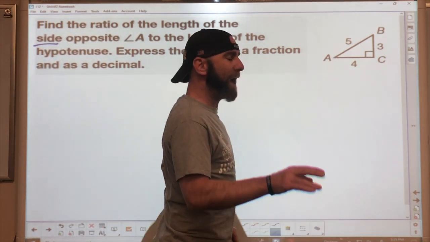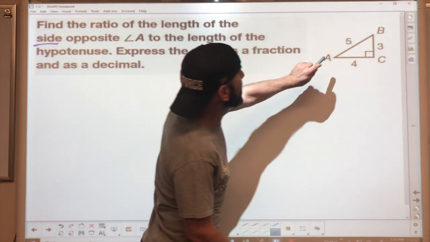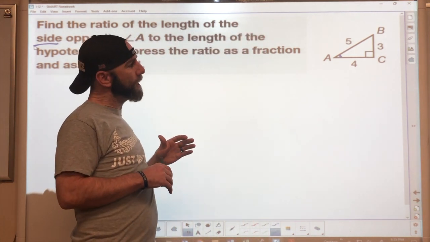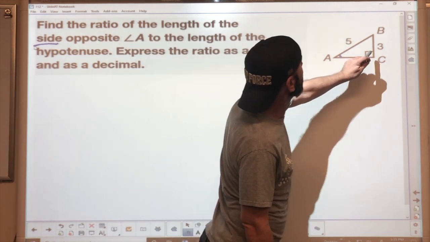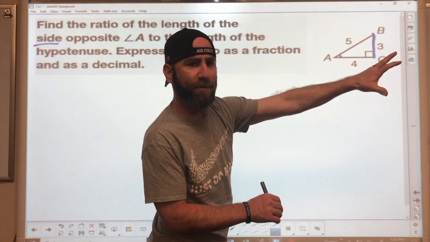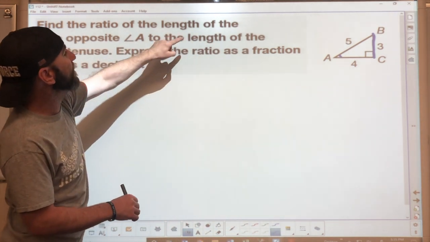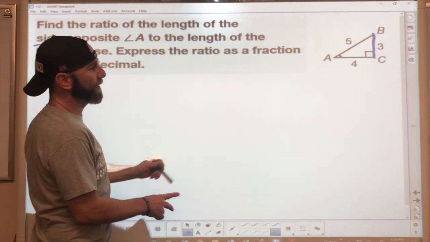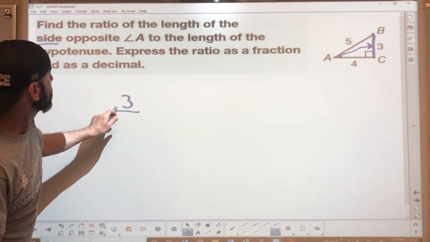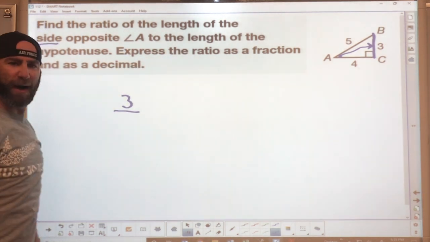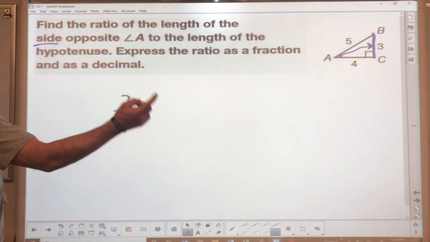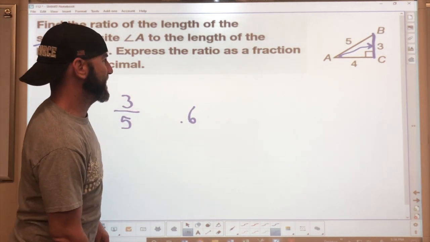Here's angle A right here. Imagine that you're in a triangular room and you're standing right there in the corner of angle A. If you're looking across the room, you're going to see that this side right there is opposite of where you're standing, completely on the other side of the room. So I want the length of the side opposite angle A, which is 3, to the length of the hypotenuse. Well, the hypotenuse is easy to find, it's 5. So there's the ratio of those two sides. Now, as a decimal, we know that it is 0.6. Done.